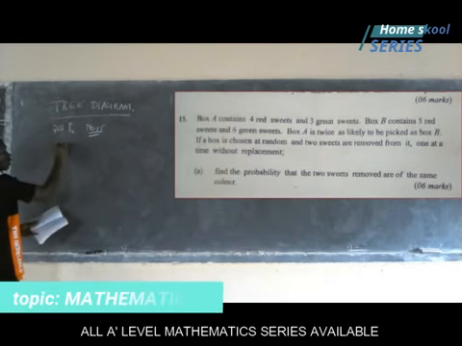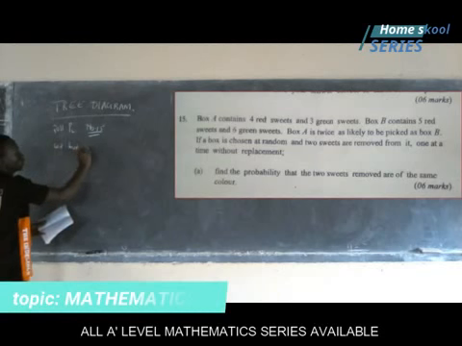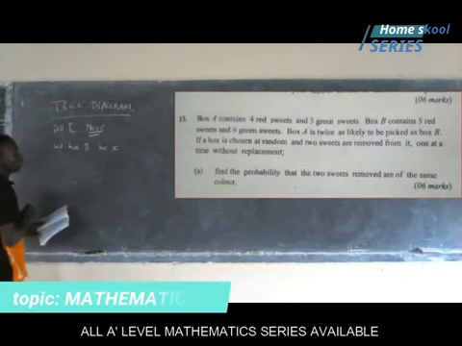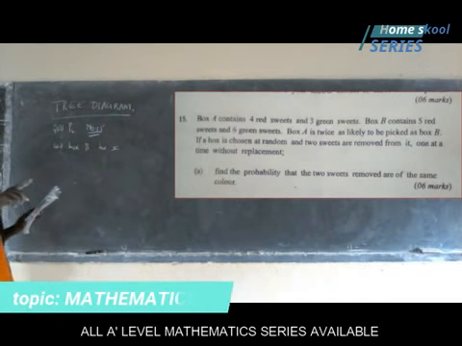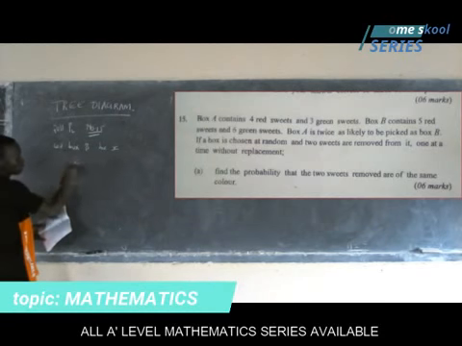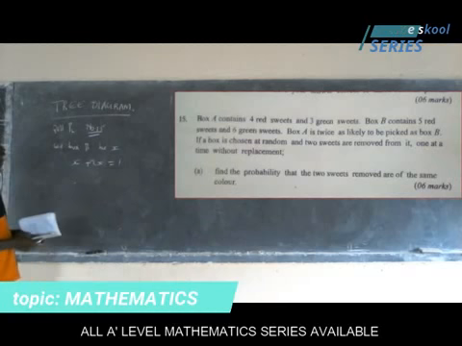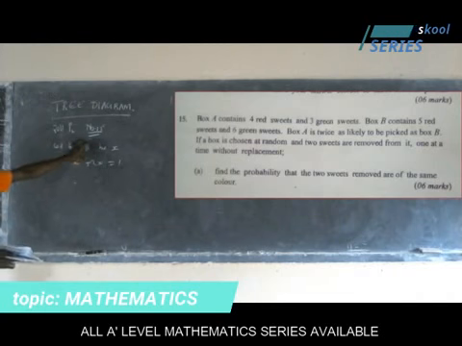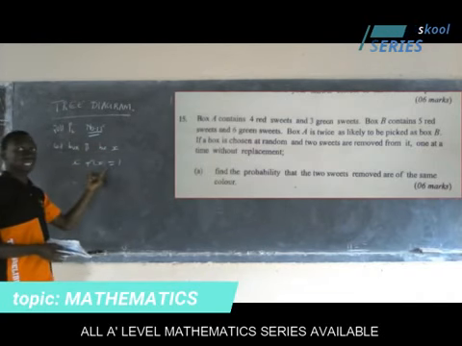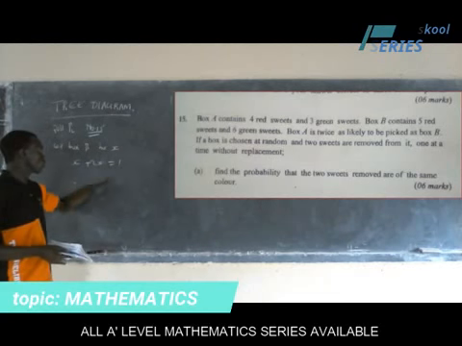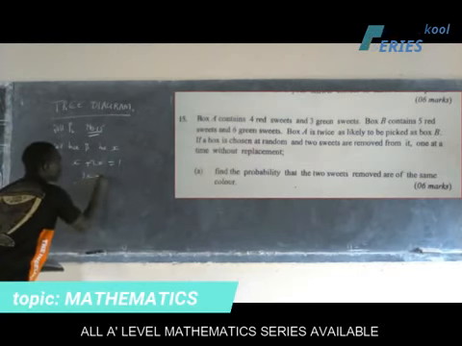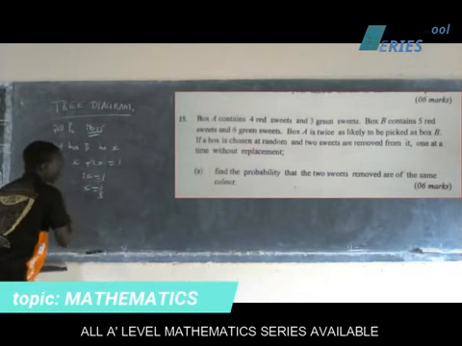Meaning if I let box B be X, they say box A is twice as likely as B. And in this case, if B is X, A will become twice X. Meaning X plus twice X would give us 1. This will become 3X is equal to 1. Thus X becomes a third.